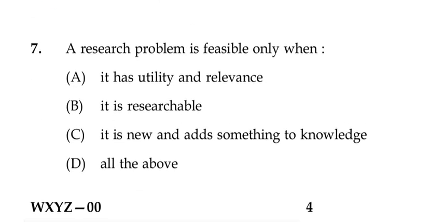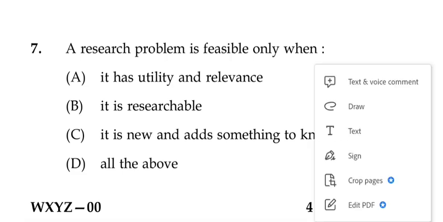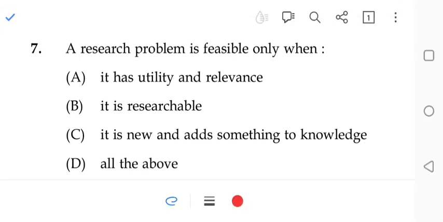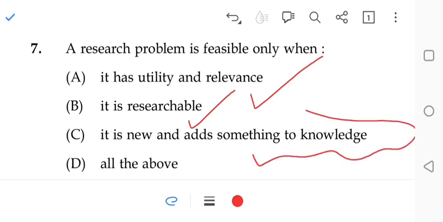Seven. A research problem is feasible only when it has utility and relevance. It is researchable. It is new and adds something to knowledge. All the above. So the correct answer will be all. A research problem is feasible only when it has utility and relevance, it is researchable, it is new and it adds something to knowledge.